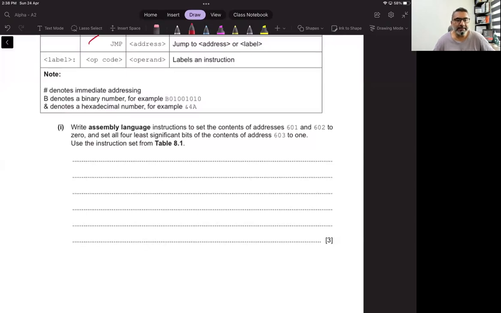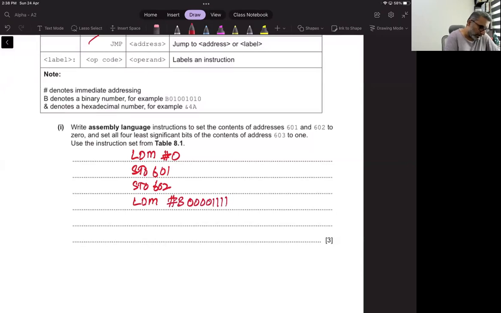Good. Now, write assembly language instructions to set the contents of the addresses 601 and 602 to 0. Okay. LDM 0, store at 601, store at 602. And set all 4 least significant bits of the content to 1. So LDM 00001111, or you can use 15, or maybe F, and then store at 603 and then end it.